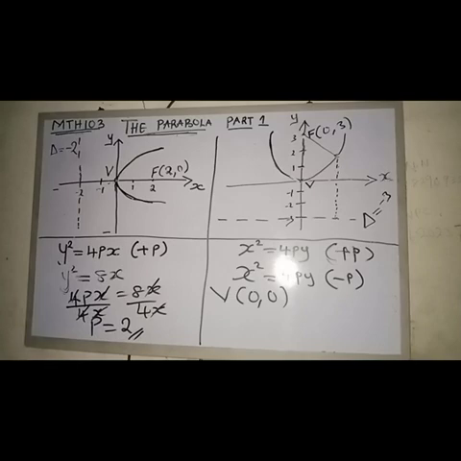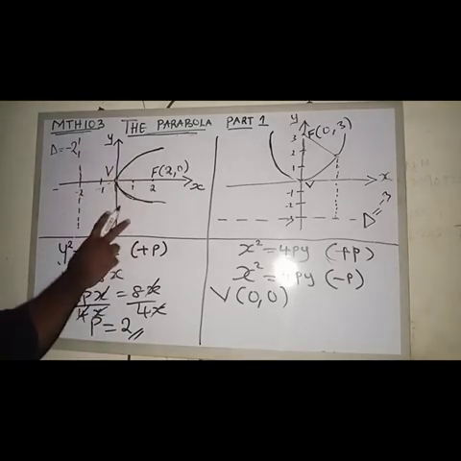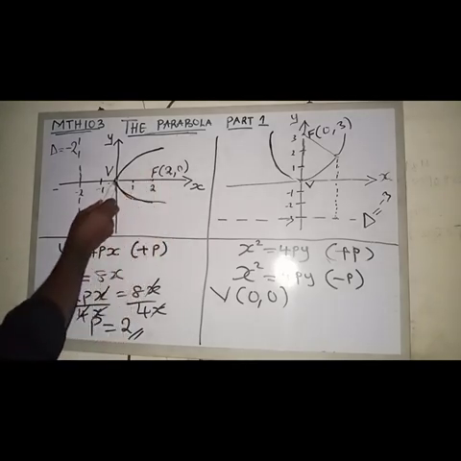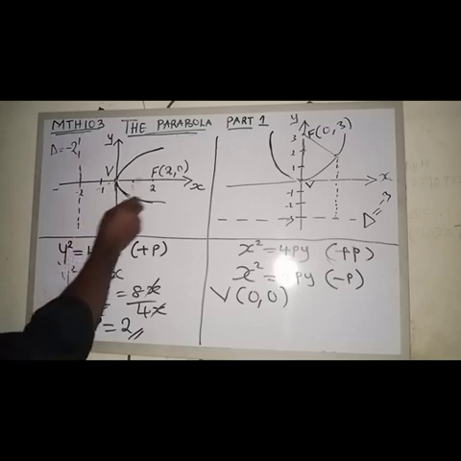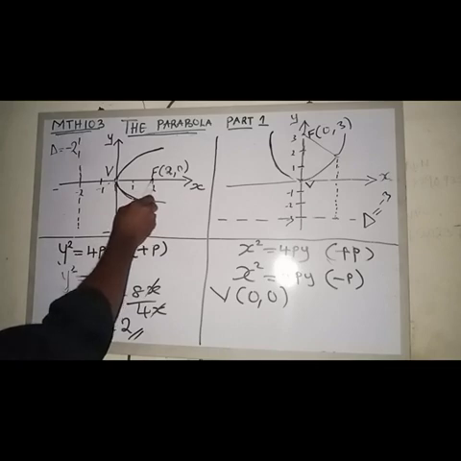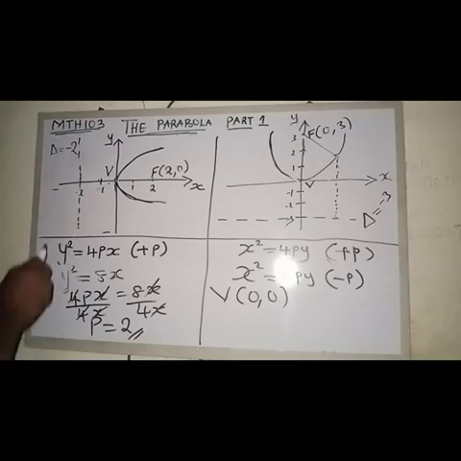Now, you see at this point, our p is equal to 2. That means the distance from the vertex, which is 0, 0, to the focal point is 2, which is 1, 2. So our directrix will also be negative 1, negative 2. So this is exactly what we are supposed to get.